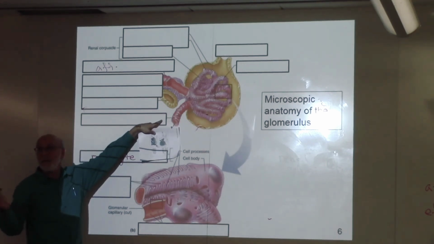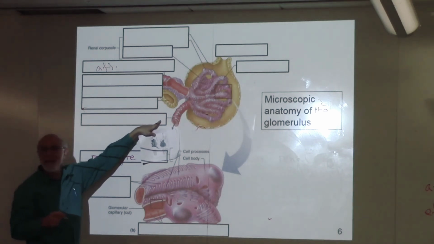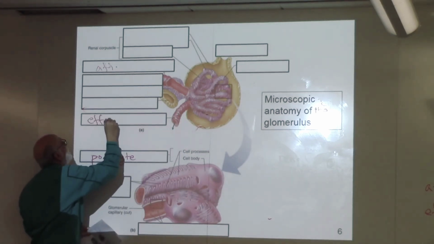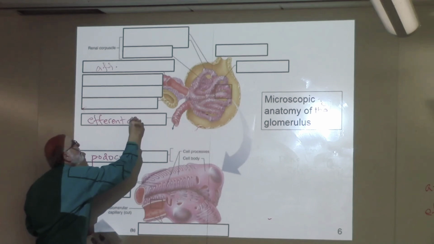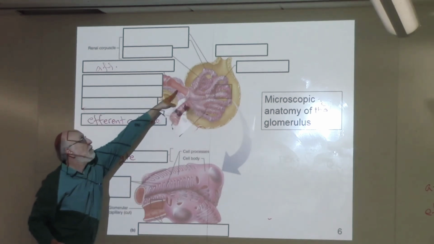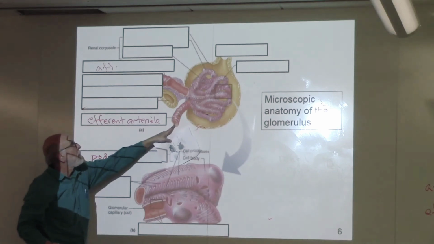Somebody else can be on the spot. Andrew? You're getting away. What's this box here? Efferent. Blood comes in the afferent, goes out the efferent.